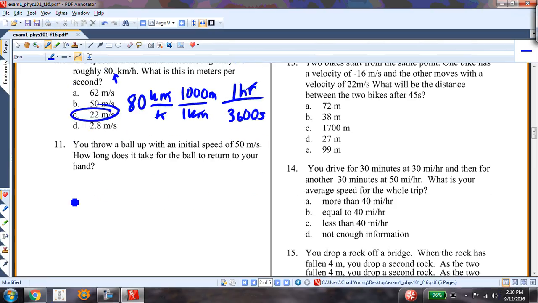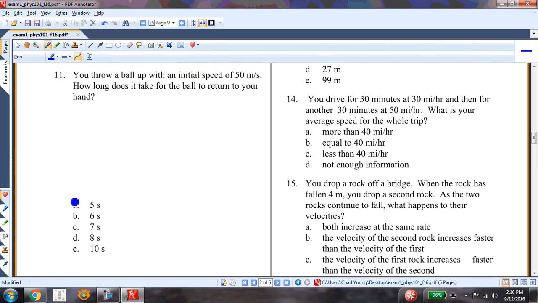Throw a ball straight up with an initial speed of 50 meters per second. How long does it take for you to return to your hand? We might just say right off it is 10 seconds. Because my acceleration is minus 10 meters per second squared, I know that for every second it goes up, it loses 10 meters per second of velocity. So it goes from 50 to 40 to 30 to 20 to 10 to 0 until it goes up to the top. That requires 5 seconds, and then to come back down requires another 5 seconds.